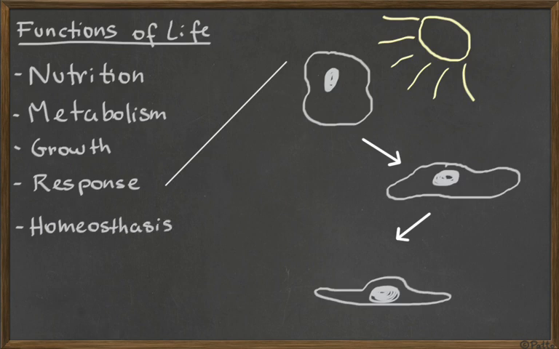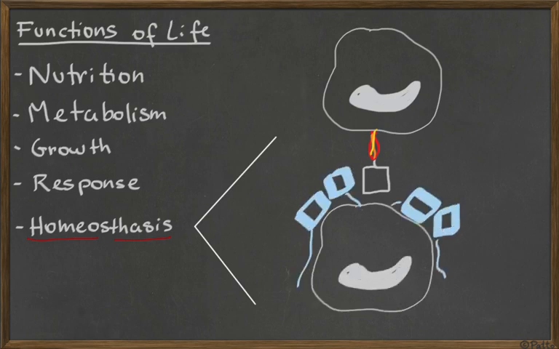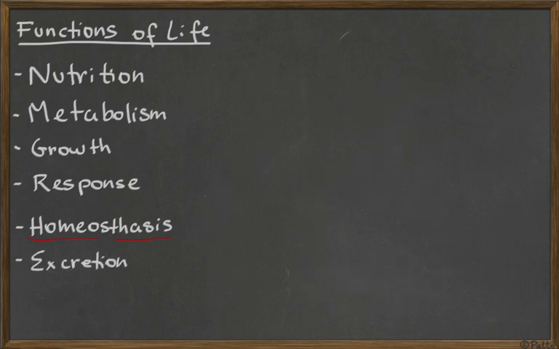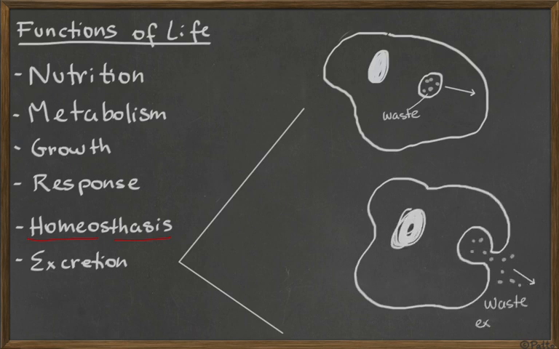Homeostasis is interesting. Homeo means the same, stasis means state. So homeostasis means keeping conditions constant. In this example, I have a cell. This cell is happy when it's hot. It's also happy when it's cold. Why? Because this cell can keep the conditions constant no matter the temperature outside. This is called homeostasis, keeping conditions constant. Excretion is also a function of life: getting rid of the leftovers of metabolism. If something is not being used, it is excreted.